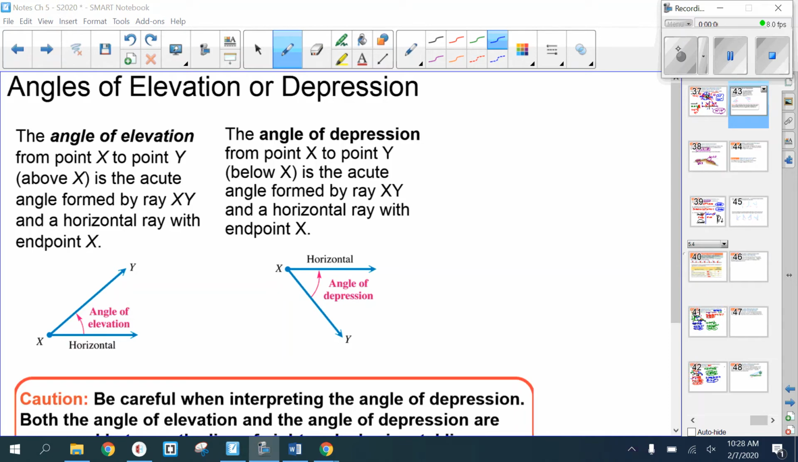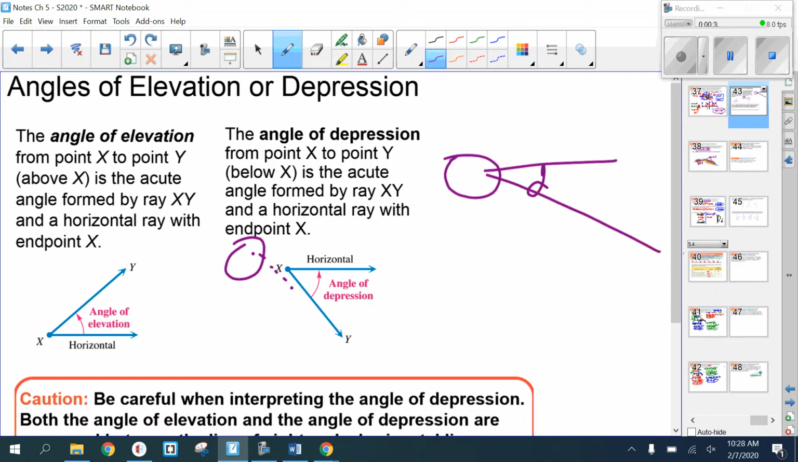Angles of elevation or depression. I'm not going to read all this to you; you can read it yourself. One thing I would say is if you're depressed, you're looking down. So just think about that as you draw your picture. Angle of depression is if you were normal, you're looking forward, but if you're depressed, you're looking down. That's a common mistake people make, they don't think about that.